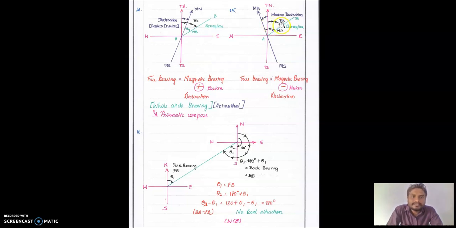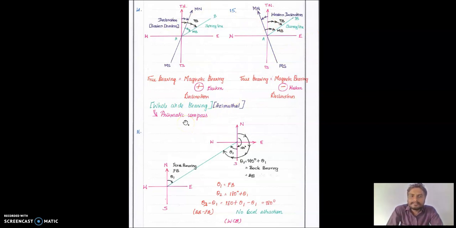True bearing is nothing but the angle between true meridian and survey line. So what is the angle of survey line with respect to true north? Now we have magnetic bearing as well as western declination. So magnetic bearing minus western declination gives true bearing of survey line. So this is applicable when magnetic north lies on the western side. So this is the basic idea.